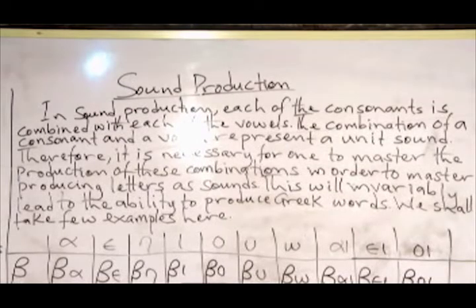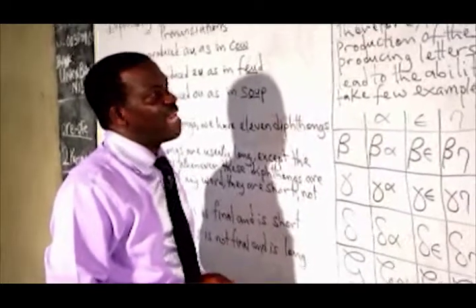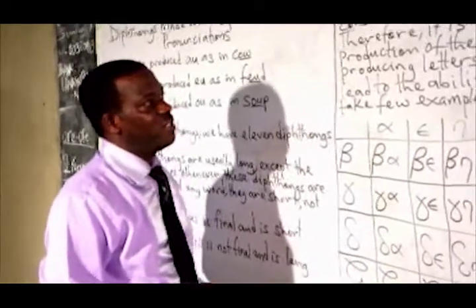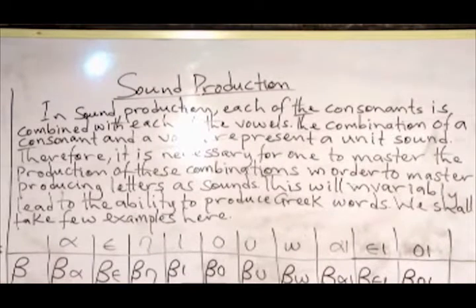From here we go to sound production. In sound production, each of the consonants is combined with each of the vowels. The combination of a consonant and a vowel represents a unit sound. Therefore, it is necessary for one to master the production of these combinations in order to master producing letters as sounds in Greek. This will invariably lead to the ability to produce Greek words.